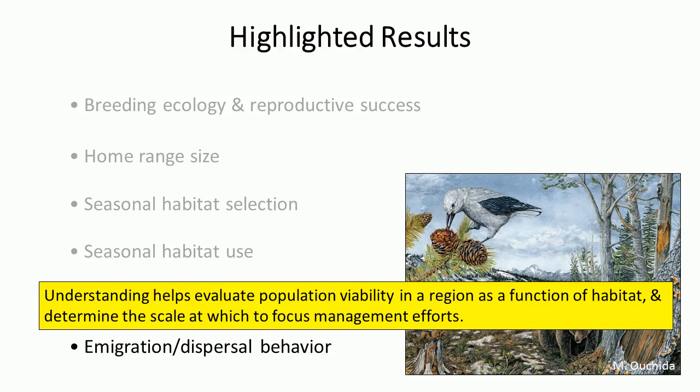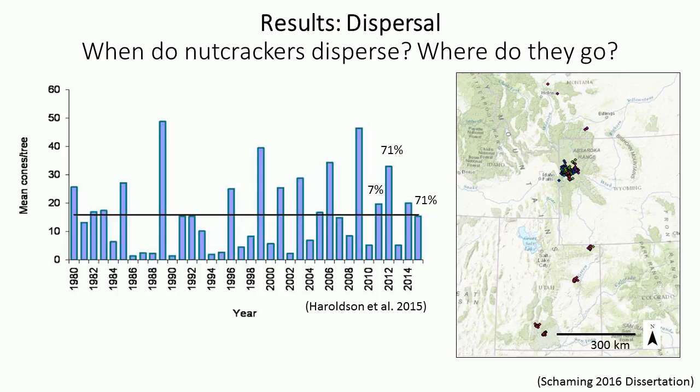And then lastly, when I look at emigration or dispersal behavior, this is important to look at because understanding it really helps evaluate population viability in a region as a function of habitat. And it helps to determine the scale at which to focus management efforts. A lot of management is carried out at the local scale, of course.